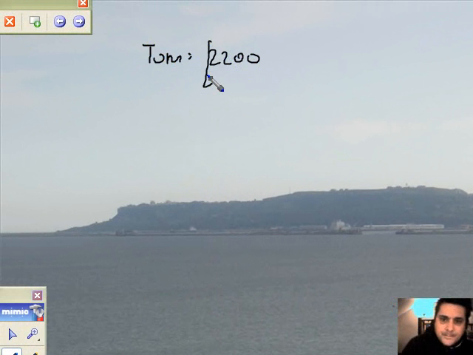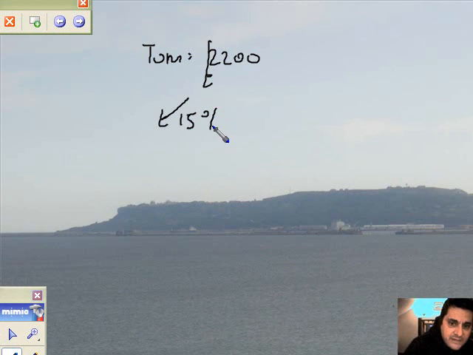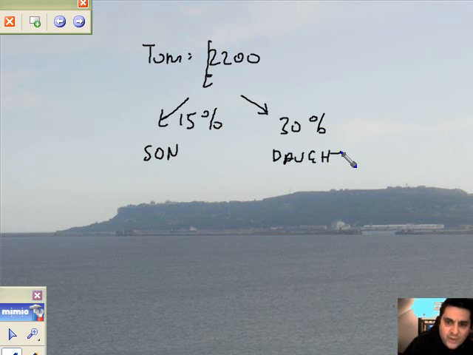Tom has got £2,200, and the question says he gives 15% of that money to his son, and he gives 30% to his daughter. Obviously no favouritism there then. Right then, he keeps the rest. Well done him. How much does Tom keep?